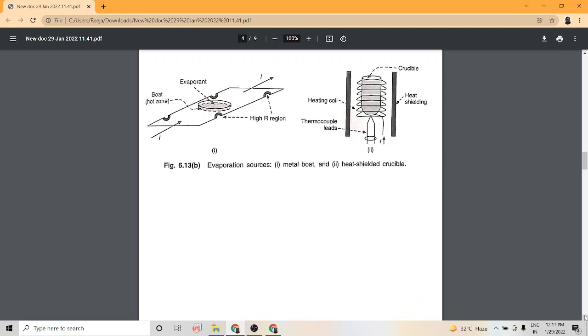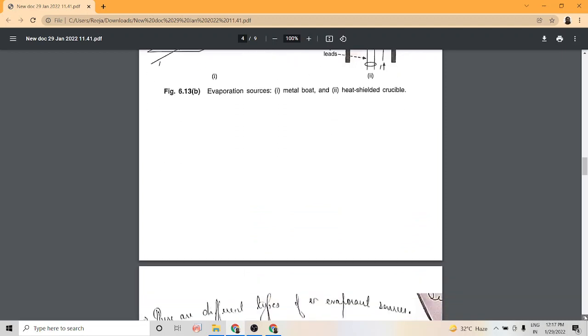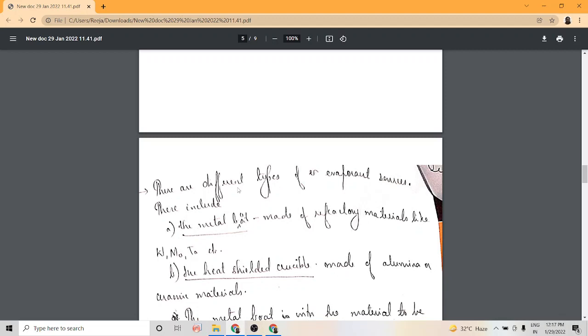So what is this metal boat or what are these crucibles? They are called evaporation sources. These include first the metal boat. The metal boat is made of refractory materials like tungsten, molybdenum, etc. Refractory materials means materials that can withstand a large amount of heat.